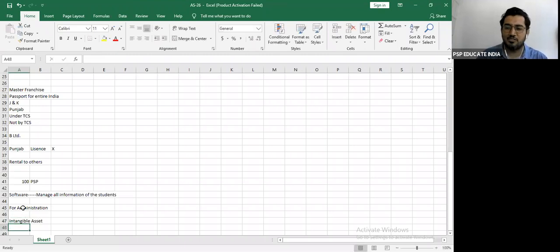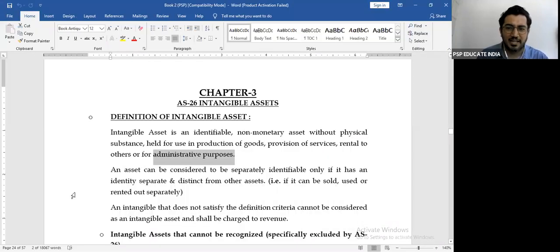Are you getting it? That is also your intangible asset, the one that you purchased for better administration, for better running of your business. That is known as your intangible asset. Right, let's check that. It says, again I am reading for you.